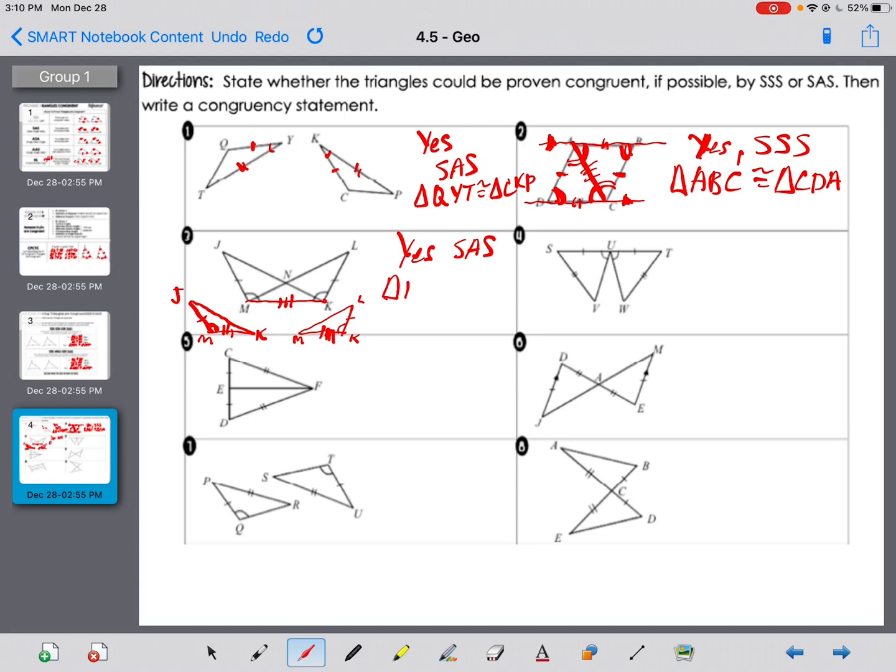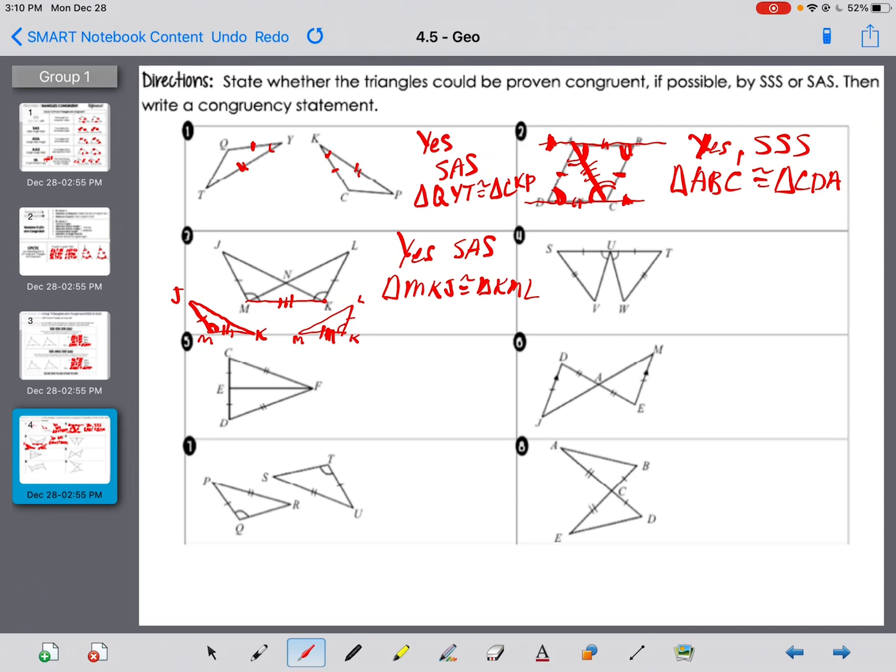So then triangle, let's do M, K, J is congruent to, I did M first, so that would be K. Triangle K, and then I went to the skinny one, which would be M in this situation, and then it would be back up to L. J and L would be the same.